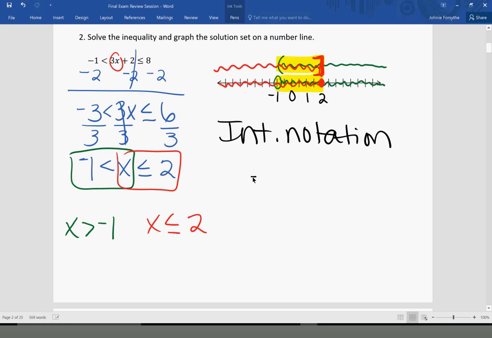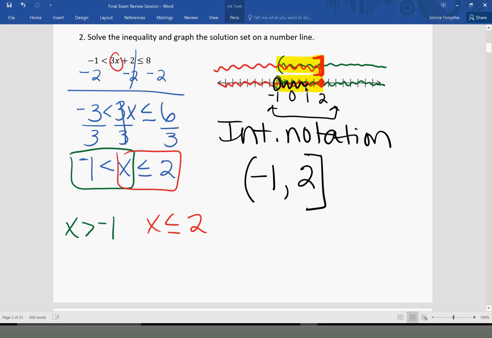So from the left, it's starting at -1. But we're going to use parentheses because we're not including -1. And what we're doing, we're describing this interval here. So it's going from -1, comma, all the way to 2. But we are including 2, so we're going to use a bracket.